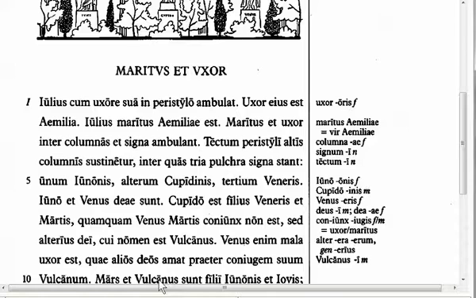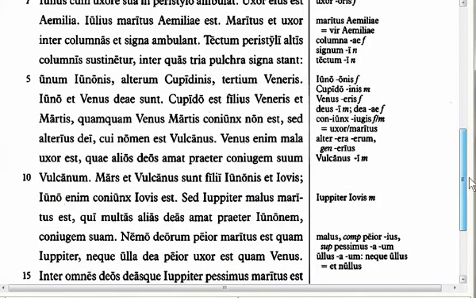Okay, so let's look at our next feature in line 11, where we have: sed Iuppiter malus maritus est, qui multas alias deas amat praeter Iunonem coniugem suam. So we have, but Jupiter is a bad husband who loves many other goddesses besides Juno, his wife.